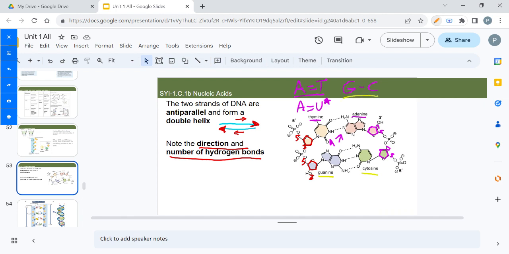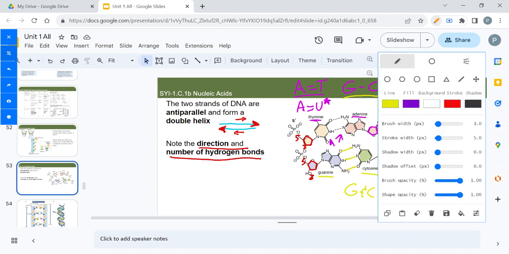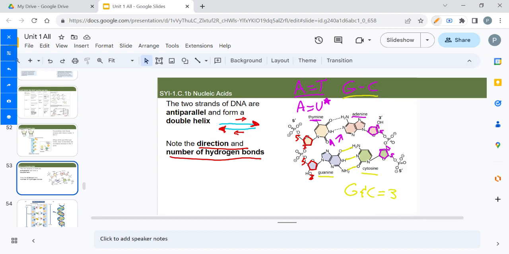Now, you're probably wondering, wait, why is this specifically relevant? Well, what happens is that we can form hydrogen bonds between these nitrogenous bases right here. In the case of guanine and cytosine, you're going to make 3 hydrogen bonds. And in the case of adenine and thymine, A and T, right? You're going to get 2 hydrogen bonds. We can count them right here. Here's 1, 2.